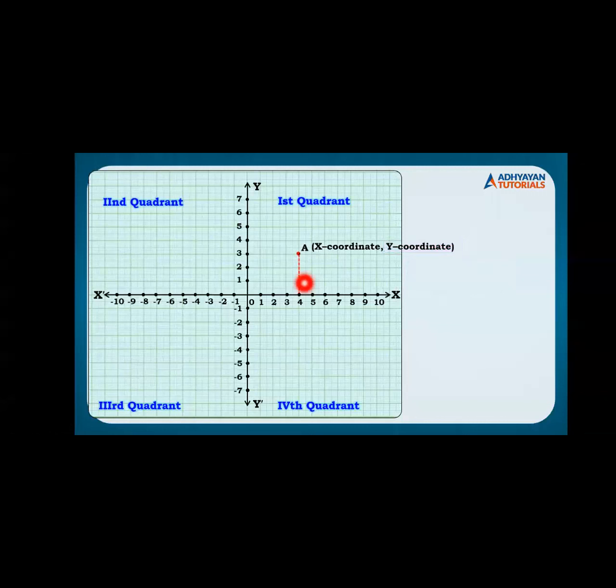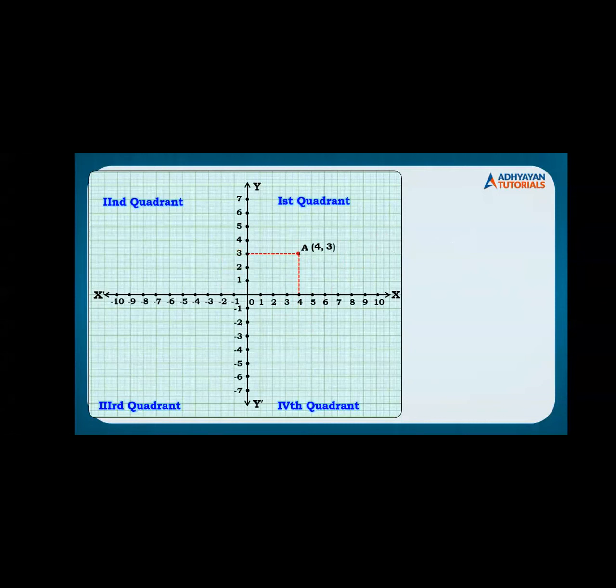Now trying to locate the x coordinate of point A, we drop a perpendicular, something like this, and the number which I land at, which is 4, is nothing but the x coordinate. Likewise, in order to find the y coordinate, we need to draw a perpendicular on the y-axis, and the point is 3. This is how we locate the point, that is (4, 3).